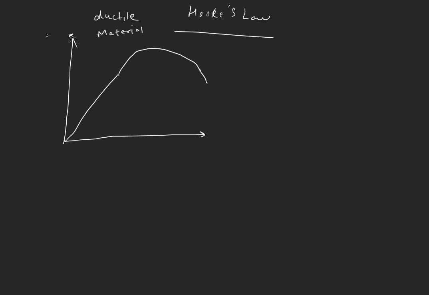and on the y-axis we have stress, and on the x-axis we have strain. It's always like this. Stress is always on y and strain is always on x. And let's take these points A, B, C, and D. Now you guys may be wondering what are these points?